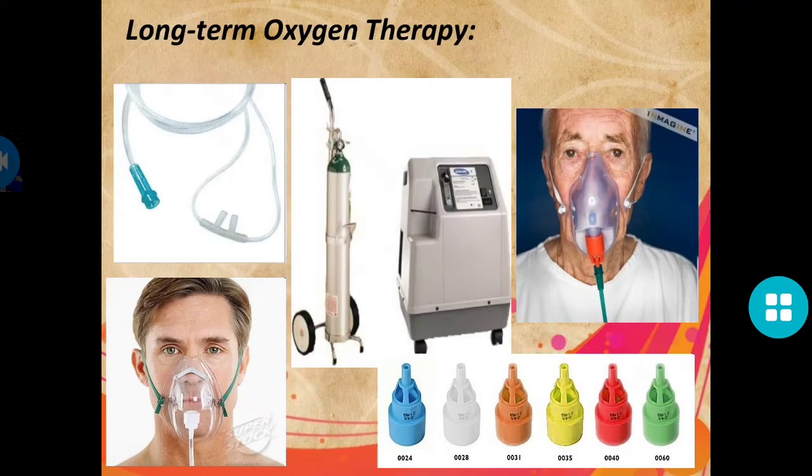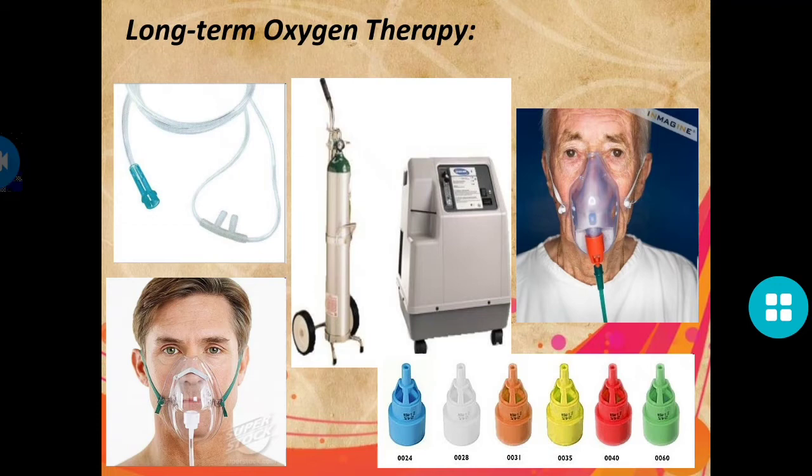These are some mechanical things which we use in the hospitals. First is the oxygen mask, oxygen cannula, oxygen cylinder, ventilators, and here are some colorful devices we have there. The blue one is for 24%.